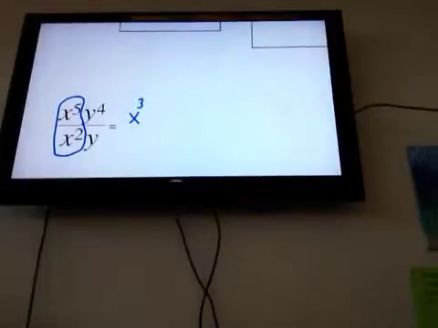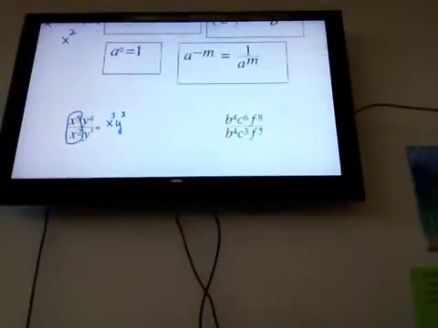On my y's, I will subtract. If there's not a power, remember that this has an understood 1. If it is helpful to write that 1, then write that 1. 4 minus 1 gives me y to the third power. And you're done. That's it. So you can see some of these are going to go really quickly when you do your OTL.